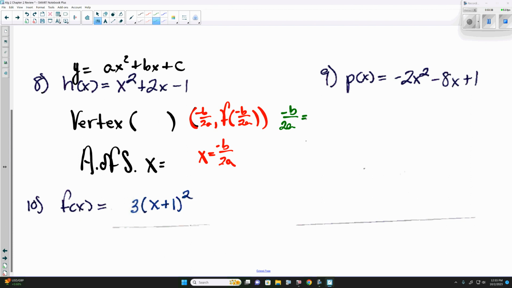And the first thing we need to find for any of this here is the value of negative b over 2a. Now looking at our problem here, what would the value of b be? 2. And it would be positive because it's plus 2. And the value of a would be 1. Because we're looking at the number in front of x squared. And it would be 1.